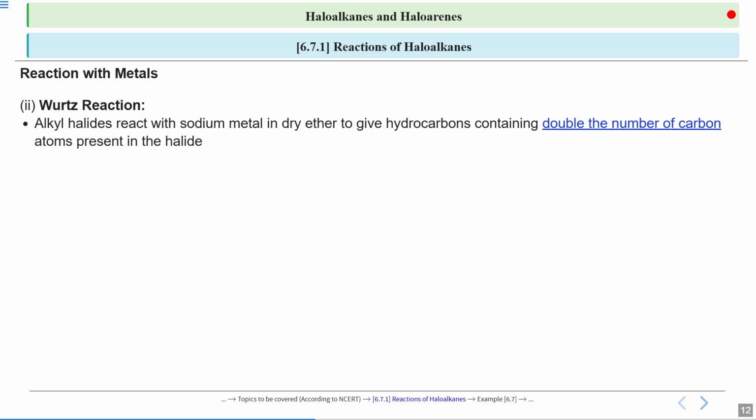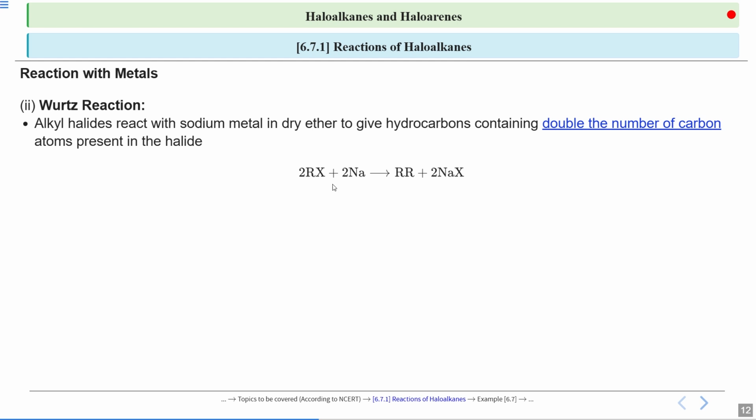So in the reactant, if there are 2 carbons present, in the product your carbon number will increase from 2 to 4. It will double. So the Wurtz reaction synthesizes alkanes. The reaction of alkyl halides with sodium metal in the presence of dry ether gives the hydrocarbons, the alkanes, which contain double the number of carbon atoms compared to the carbon atoms present in your reactant.